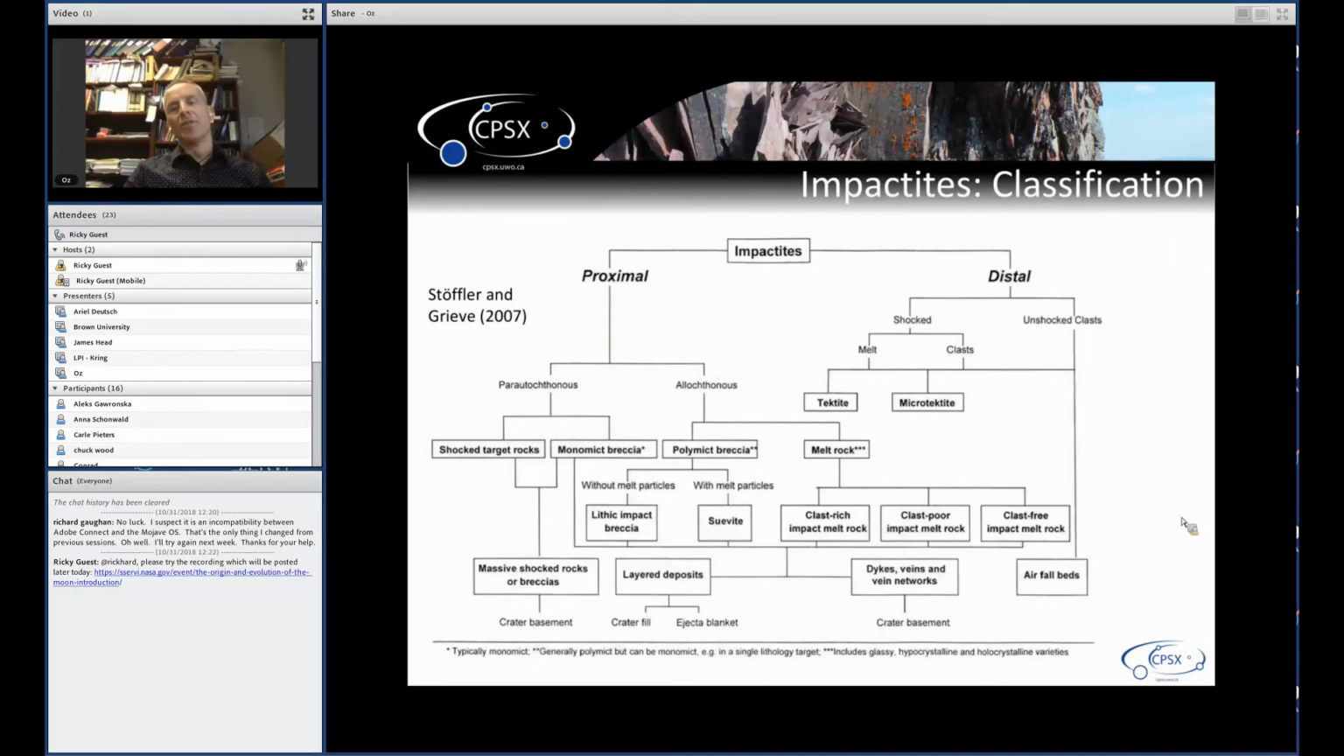So, very busy diagram. We can go over this afterwards. This is just one way of classifying impactite. It is a topic of debate. But what I'll talk about, I think, quickly here is just impact melt rocks.